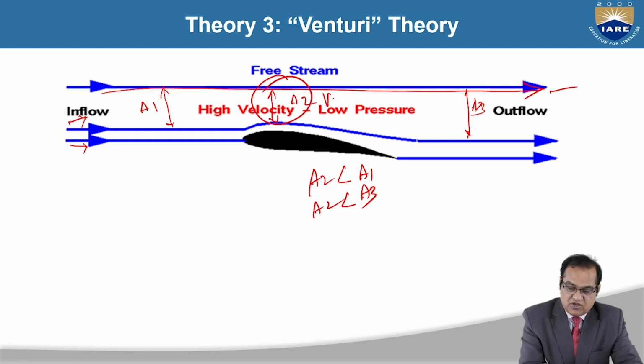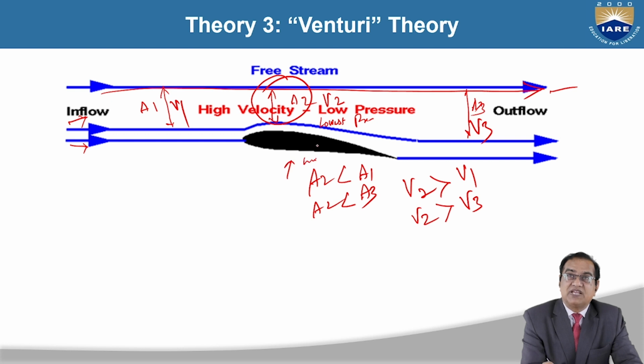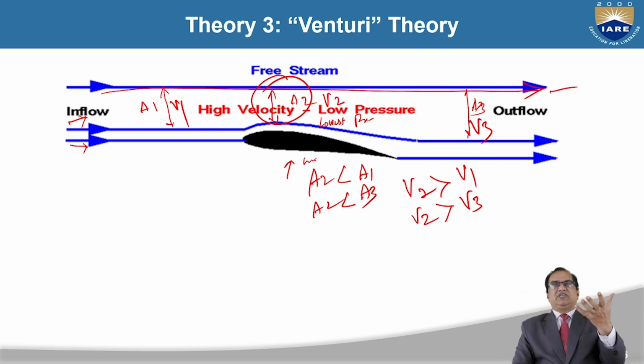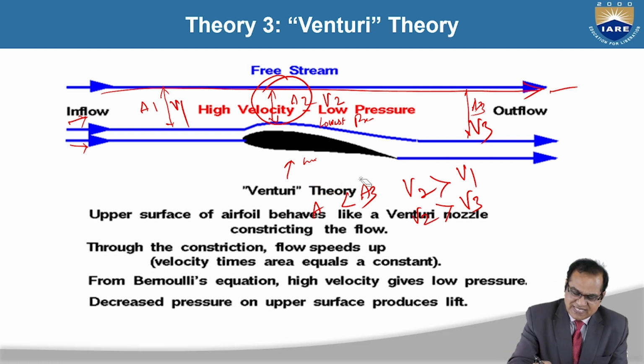So the velocities here are V2, V1, and V3. V2 is more than V1, and V2 is also more than V3. So here the velocity is highest. This velocity will make the pressure here lowest, and here you have the highest pressure. This pressure difference we can also explain by the Venturi system.